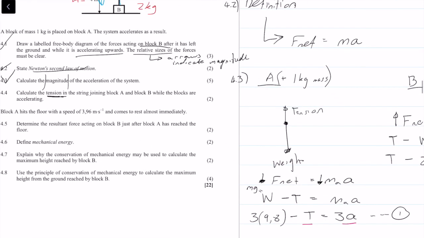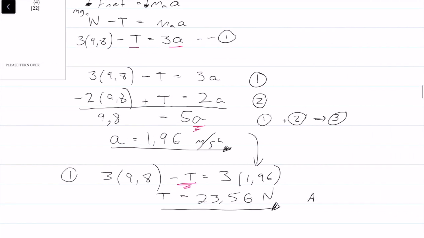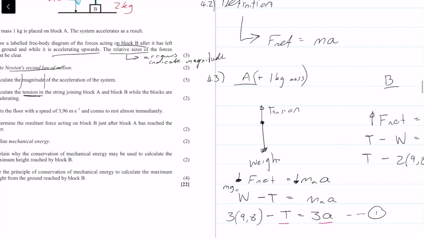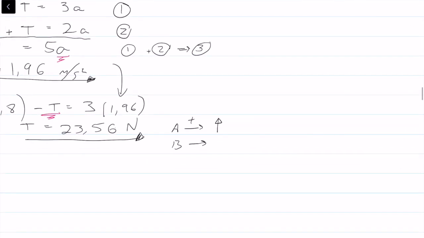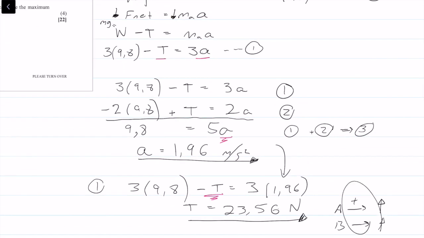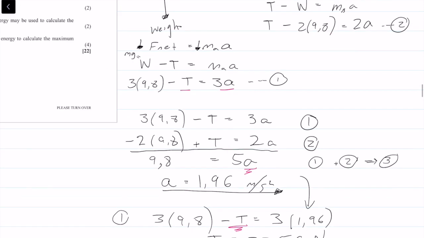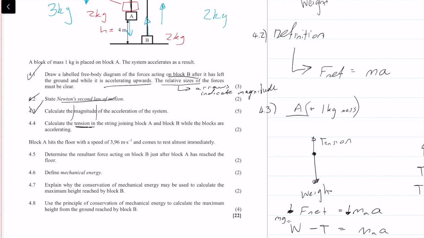Okay, it doesn't ask for a direction, because on the left hand side, for block A, the tension would be upwards, and for block B, the tension would also be upwards. Okay, so both of them are actually upwards, so we could have put upwards in there, but we don't need to. Okay, so we get 2 marks for that.